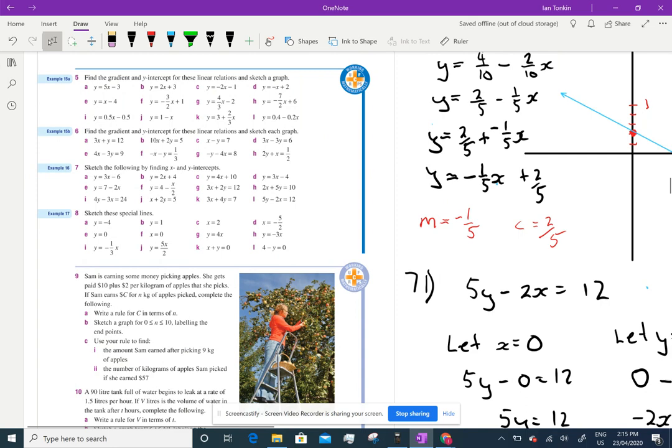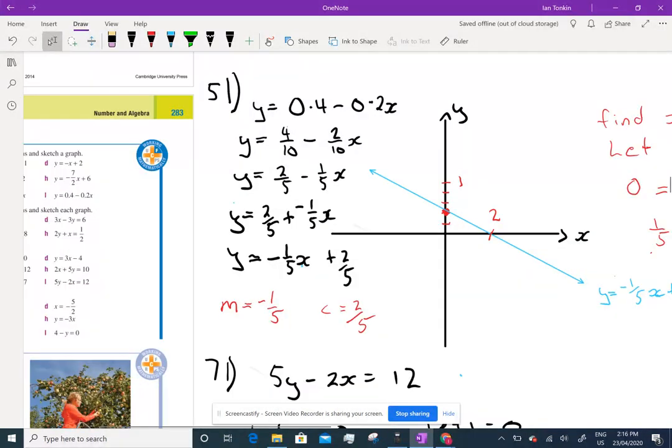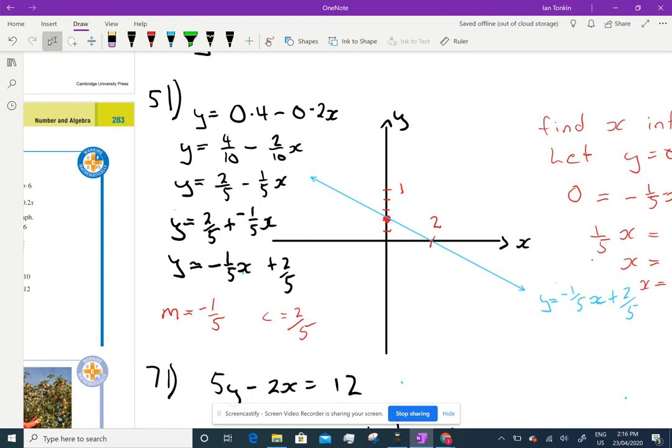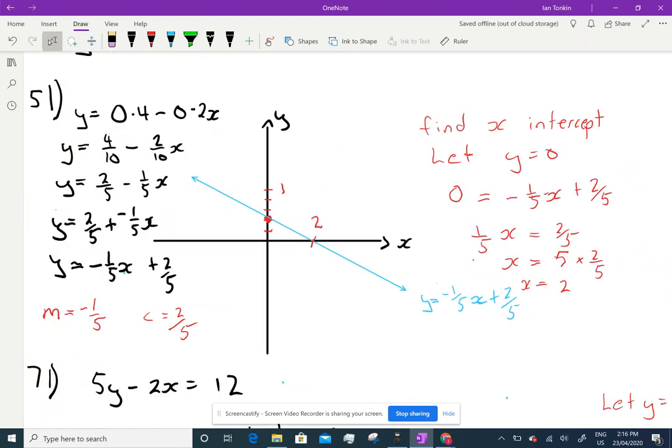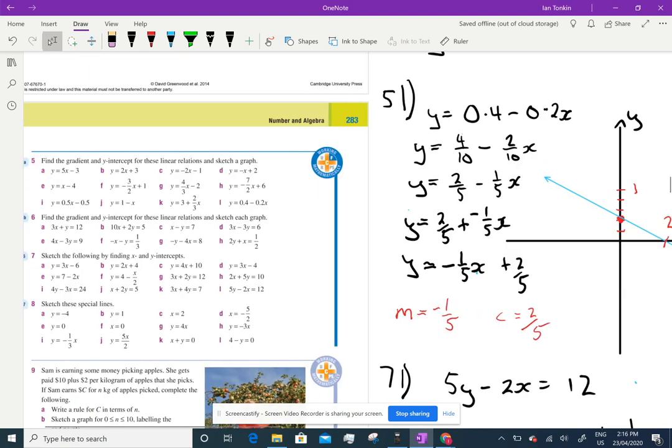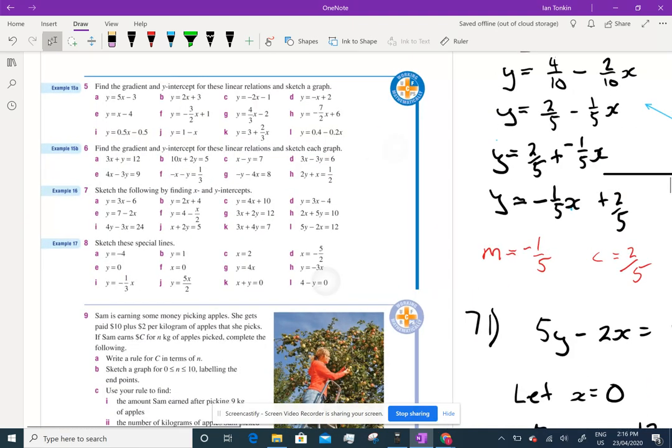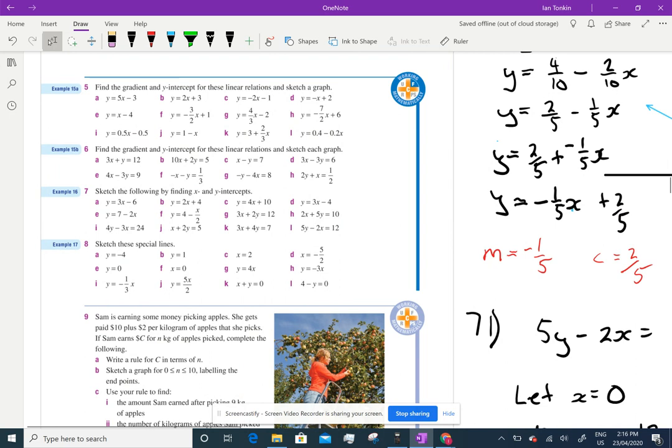So they're the methods you can use. I prefer doing it that way, finding the gradient, finding the y-intercept, and then letting y equal 0 to find the x-intercept. There is a trick. There is a trick to doing these when they're written in this form.